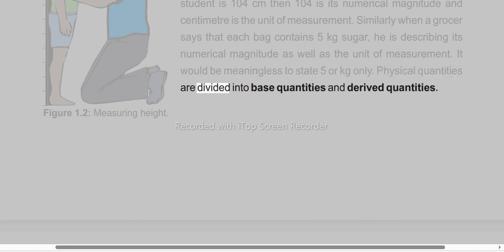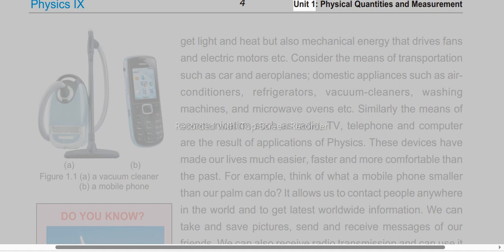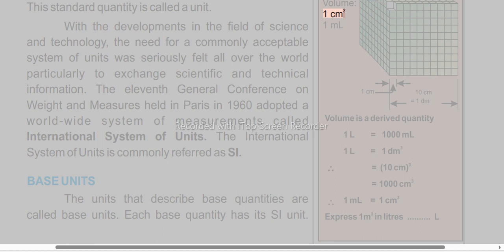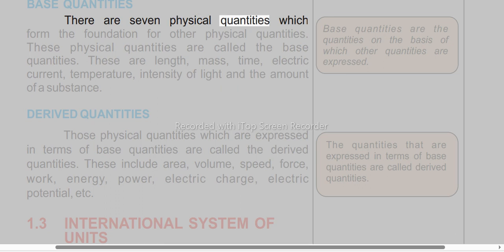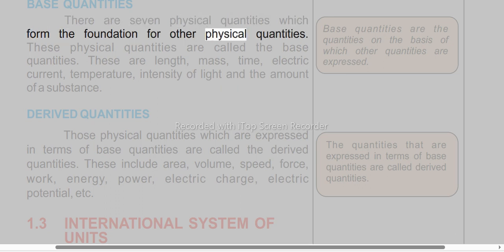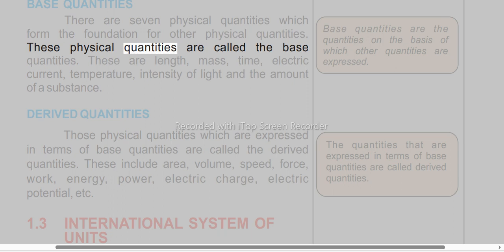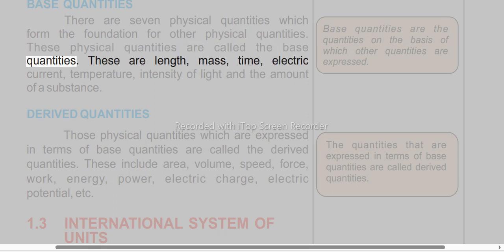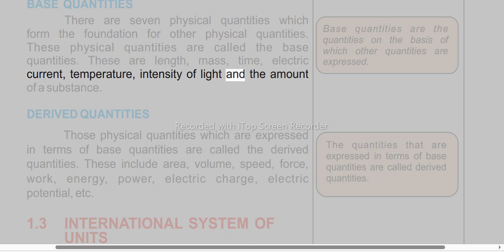Physical quantities are divided into base quantities and derived quantities. Base quantities. There are 7 physical quantities which form the foundation for other physical quantities. These physical quantities are called the base quantities. These are length, mass, time, electric current, temperature, intensity of light, and the amount of a substance.